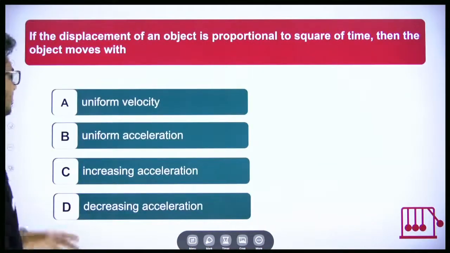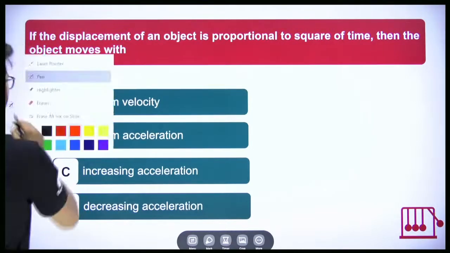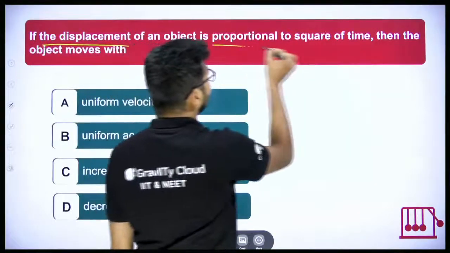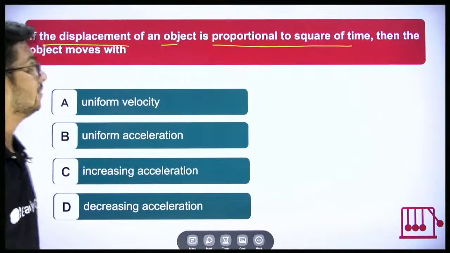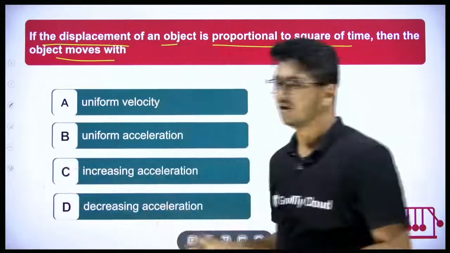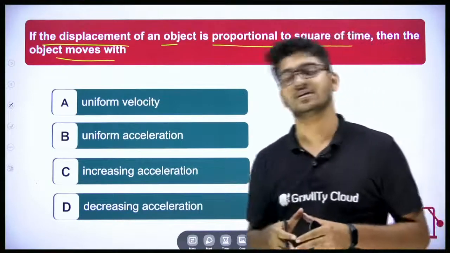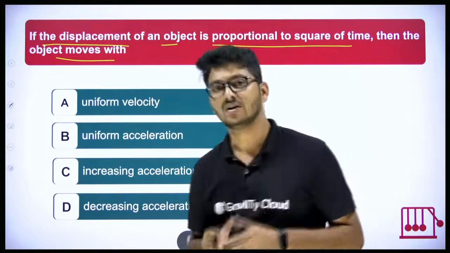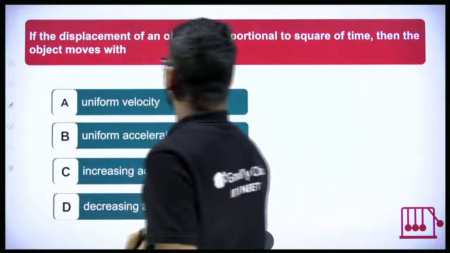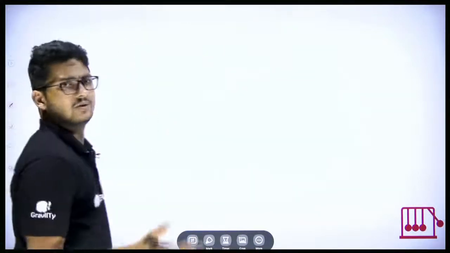Let's go into this question. Now this is mostly a theoretical type of question. Let me explain that. If the displacement of an object is proportional to square of time, then the object moves with, you have options, uniform velocity, uniform acceleration, increasing acceleration and decreasing acceleration. What is that? Let us solve it to find it out. Let me explain it. This is something you have to listen to me.